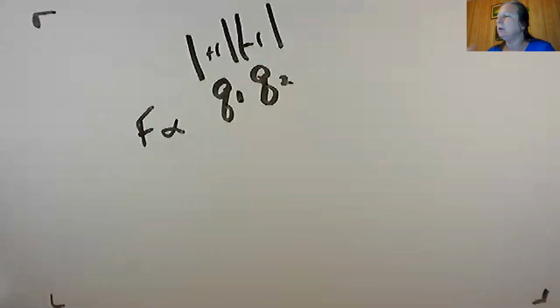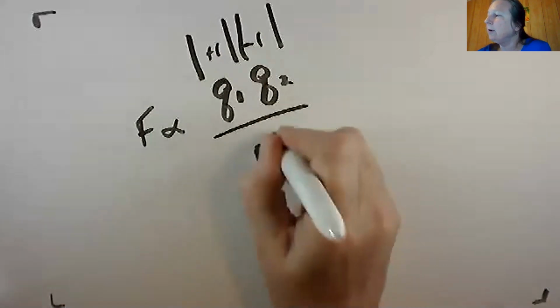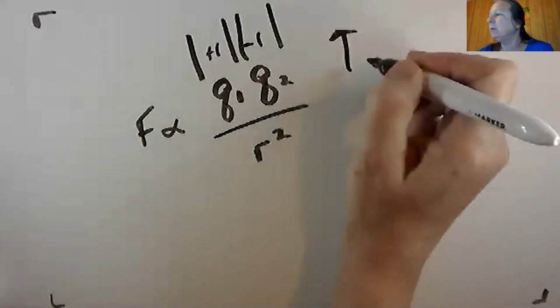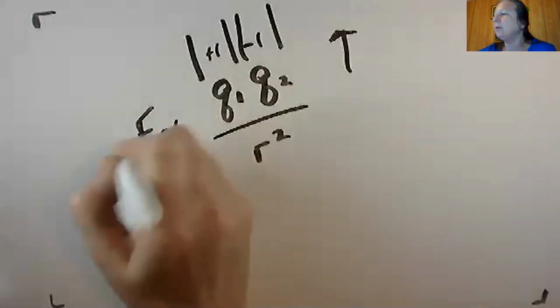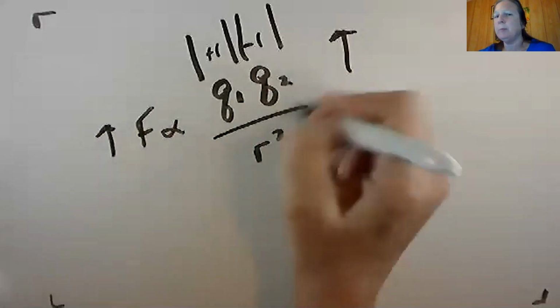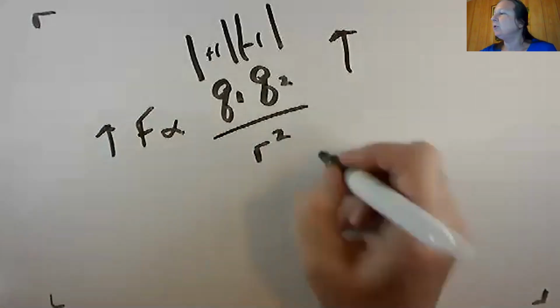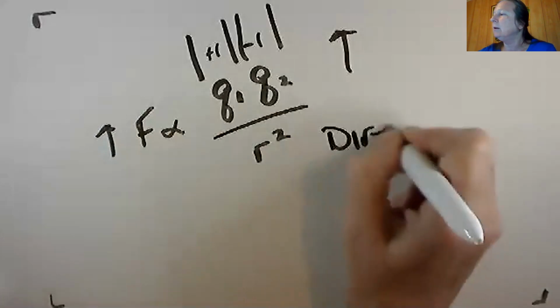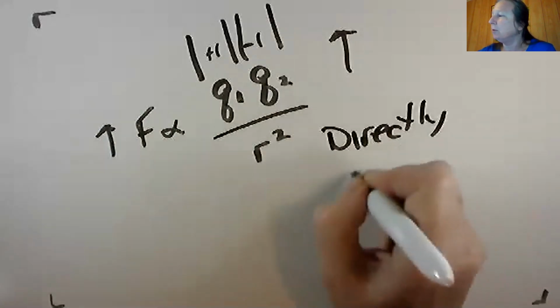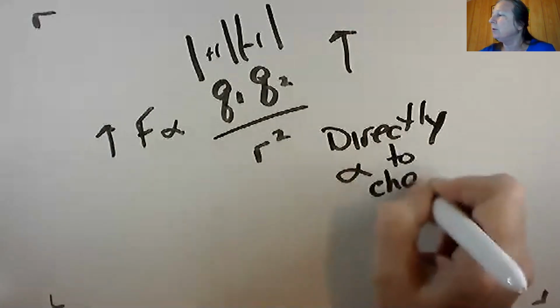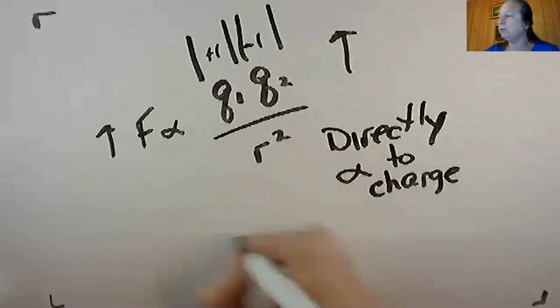The bottom part is the radius squared. So this means as your charge gets bigger, your force is going to get bigger, right? The bigger your top number is, this is a fraction, the bigger your force is. So we say it is directly proportional. That little symbol means proportional to charge. As the charge goes up, your force goes up. The strength of the bond.